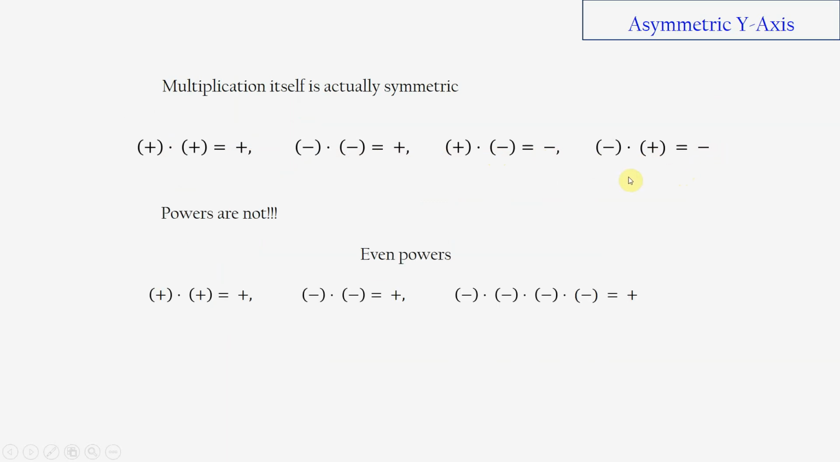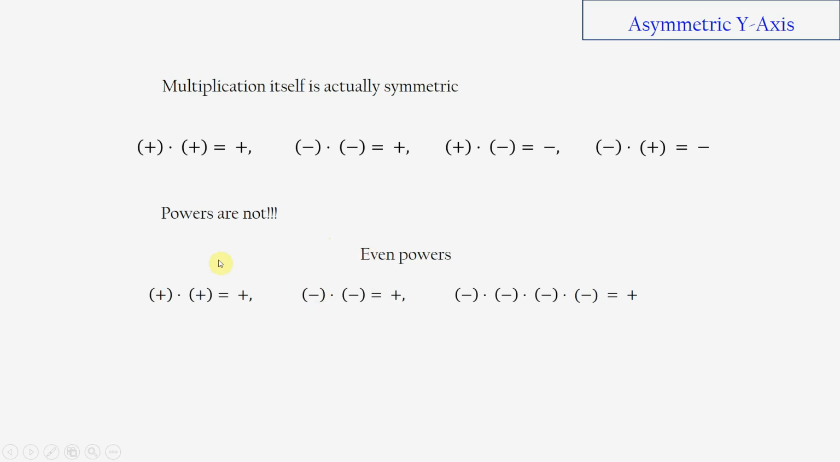The interesting thing here is that the multiplication itself is actually symmetric. Plus plus equals plus, minus minus equals plus, plus minus equals minus, and minus plus equals minus. However, when it comes to the powers of a real number in the polynomial functions, there is an asymmetry in the result, with more positive than negative results.